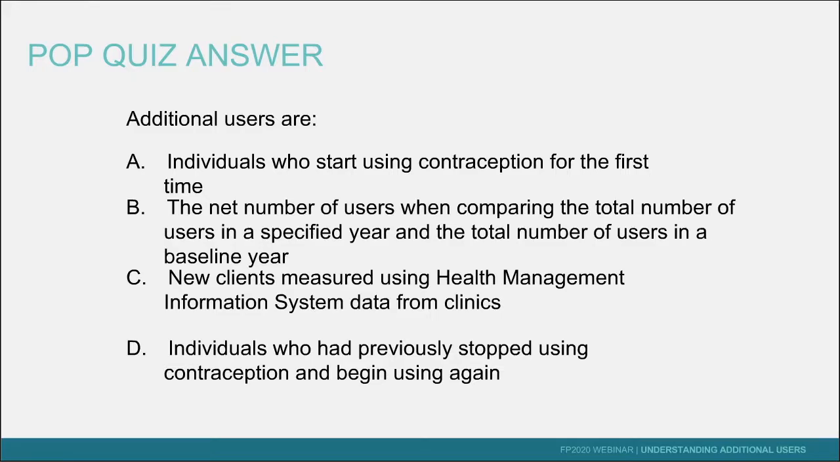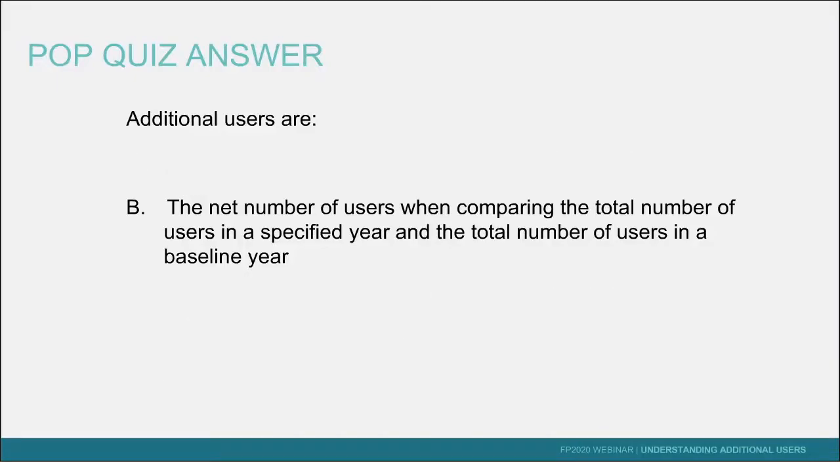So remember, we had the question on additional users with these responses. So again, are they A, individuals who start using contraception for the first time, B, the net number of users when comparing the total number of users in a specified year and the total number of users in a baseline year, C, new clients measured using HMIS data, or D, individuals who previously stopped using contraception and begin using again.